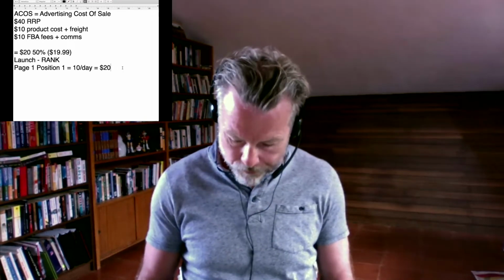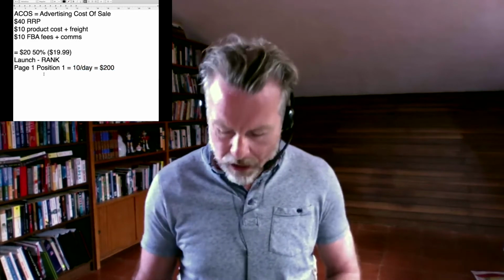Okay? So, once you have launched your product, your goal, of course, is to get to page 1, position 1, so you can secure whatever that is for you, for your given product. But once you've launched your product, you then move into the profit phase of your product. And your profit phase is simply, you're looking for anything better than that.